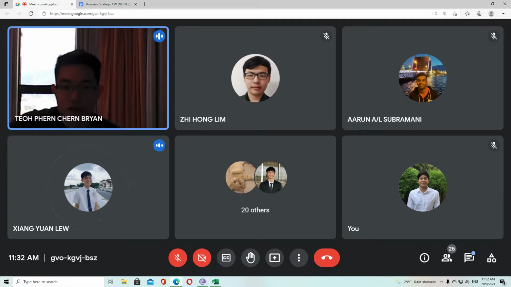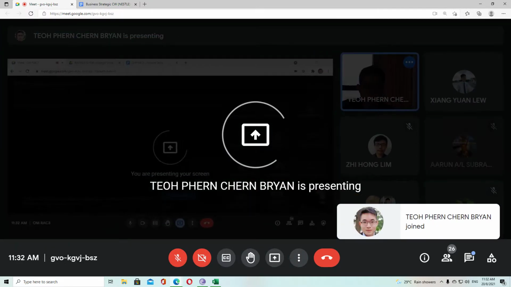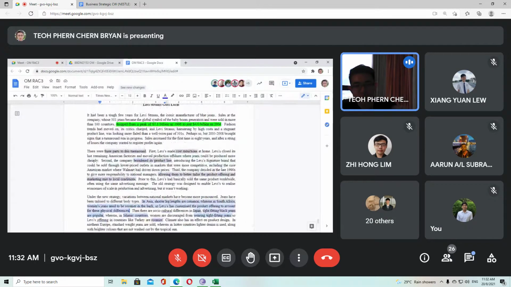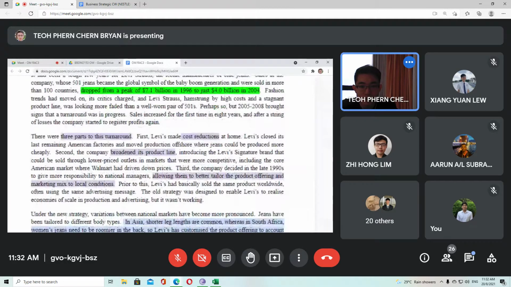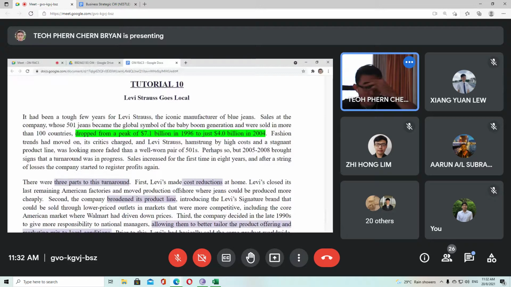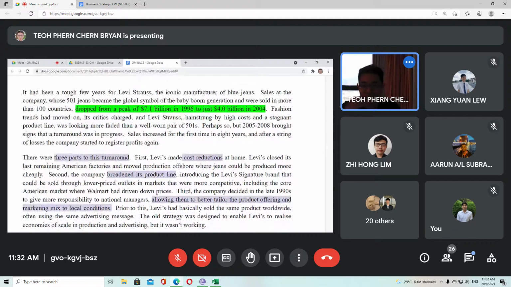Okay, first of all, let me go through the case first. Let me talk about what's in the case first. It's very simple. This case is about Levi's. I'm sure all of you know Levi's. If you don't know, never mind. Levi's makes jeans, right? And most shopping malls in Malaysia also have Levi's. You can get their clothing easily because it's quite famous.